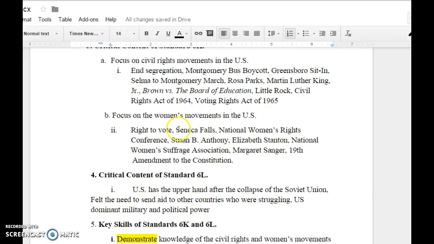I should obviously focus on the women's movements in the U.S. Women were fighting for the right to vote. You've got Seneca Falls, the National Women's Rights Conference. You've got key figures like Susan B. Anthony, Elizabeth Stanton. You have the National Women's Suffrage Association, Margaret Sanger, who was big on birth control. And then eventually you got the 19th Amendment to the Constitution, which allowed women to vote.